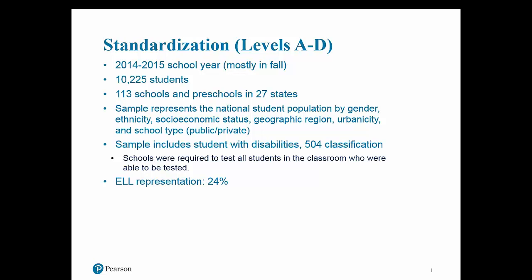The sample did include students with disabilities or 504 classifications, so we told the schools that they needed to include all students who were in the classrooms unless there was some reason such as a perceptual or physical disability that prevented them from taking the test. In other words, all students for whom the final test would be appropriate to administer. And at levels A through D, ELL representation was 24%.